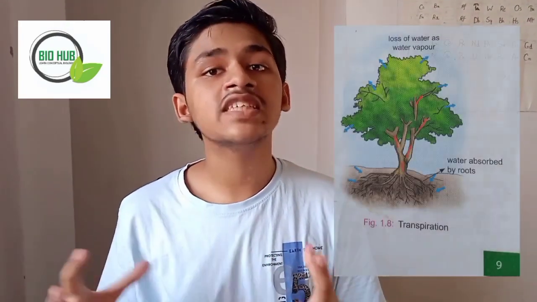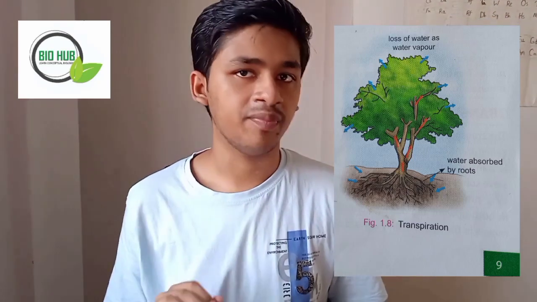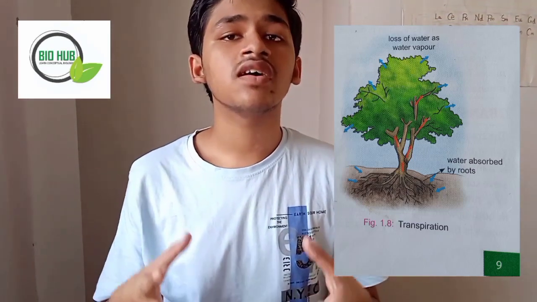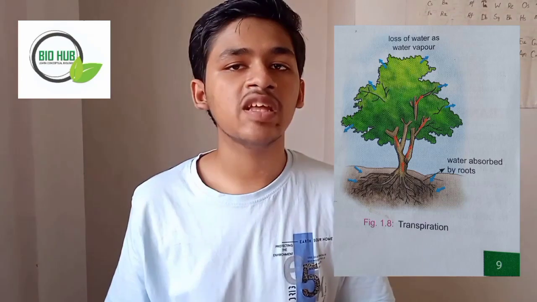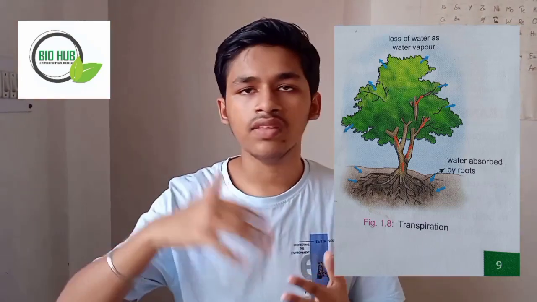Now, what is transpiration? Transpiration is the loss of the excess water from the aerial parts of the plant in the form of water vapor. Transpiration exerts a transpiration pull in the plant which helps in the transport of water and minerals. Now, if there is a lot of transpiration, meaning more loss of water, then the leaves get dried up and the plant gets wilted.